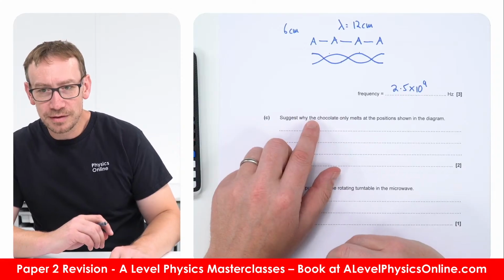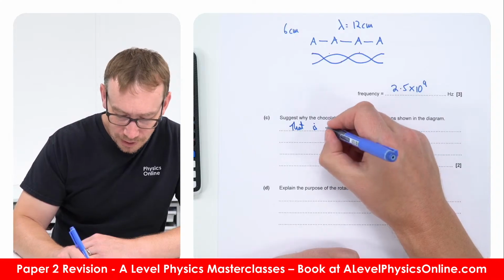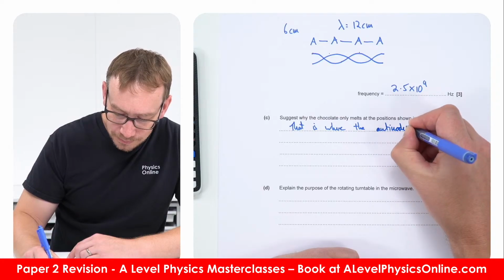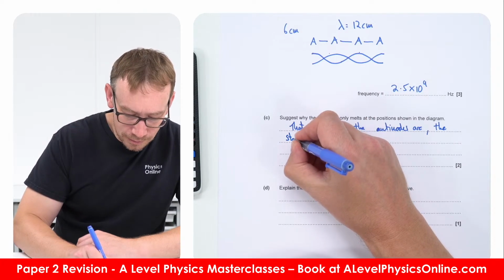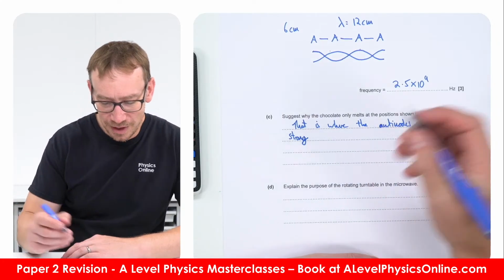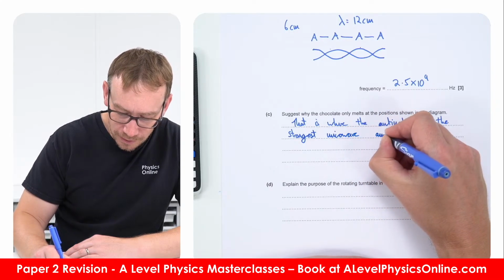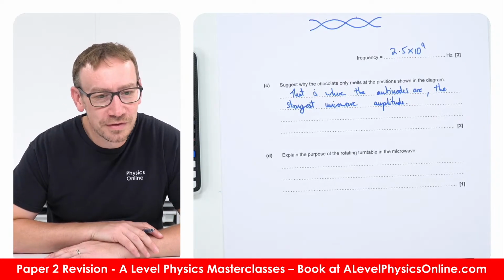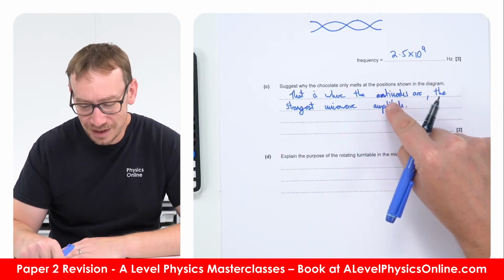Why does the chocolate only melt at the position shown in the diagram? That is where the antinodes are, and therefore you're going to have the strongest, or the highest amplitude signal. The strongest microwave amplitude. Okay, it's all good. Sorry, that should say antinode.